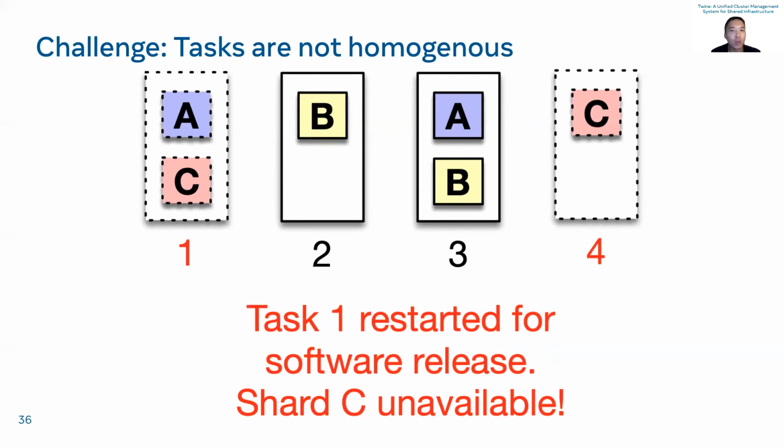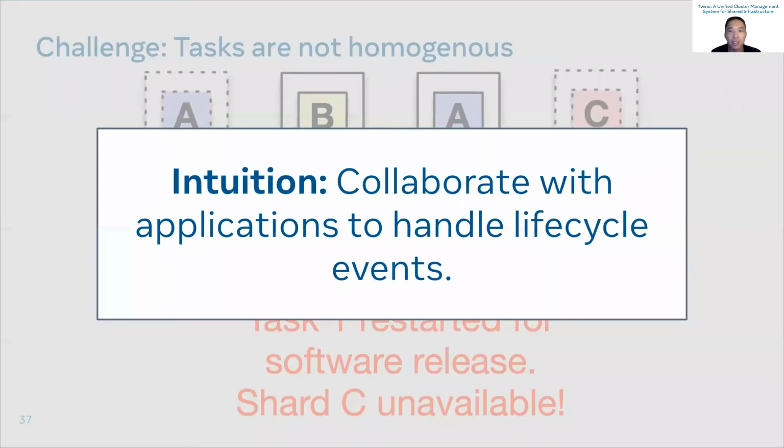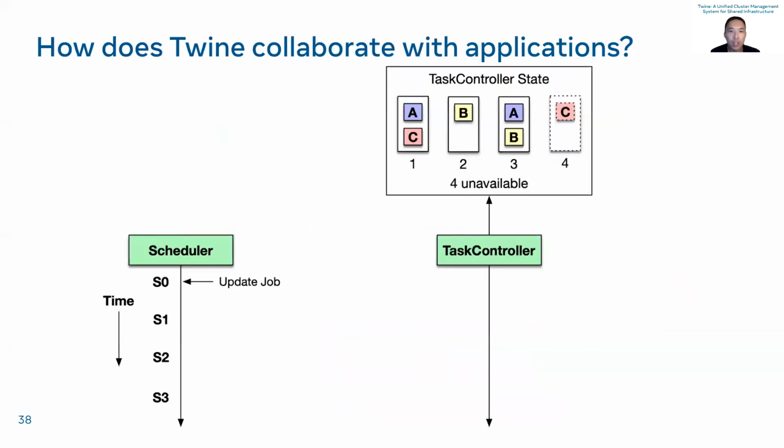Since applications know their data placement best, ideally the cluster management system can collaborate with the applications to handle lifecycle events, like software release or rebalancing events, to perform fleet-wide optimizations. To do this, Twine provides a TaskControl API. Each application can implement their own task controller, and this figure shows one example of a task controller.